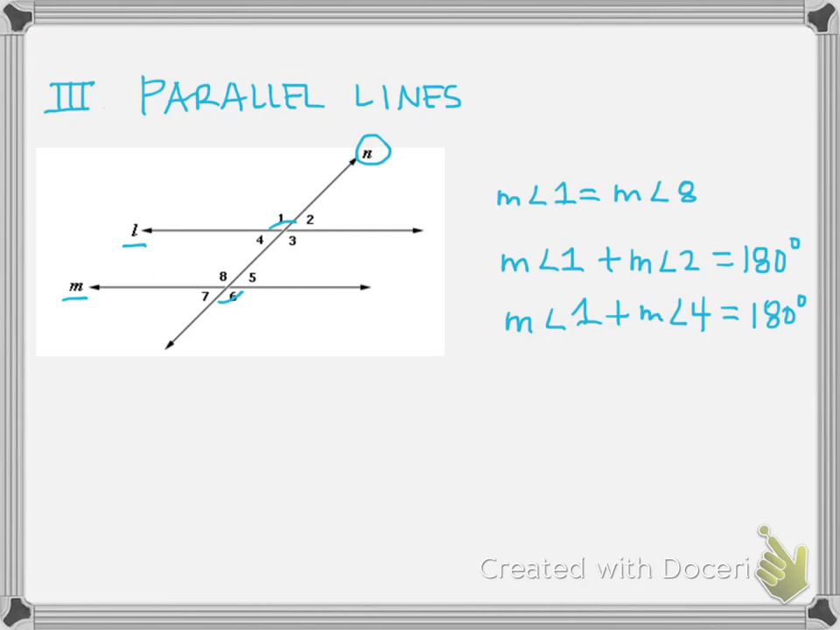Consecutive interior angles would be like angle 4 and angle 8, and those would add, so measure of angle 4 plus measure of angle 8. These would also add together to be 180. Okay, those are considered consecutive interior angles. Alternate interior angles, so they're on the opposite side of the transversal, so angle 3 and angle 8 there. And those would be equal to each other.